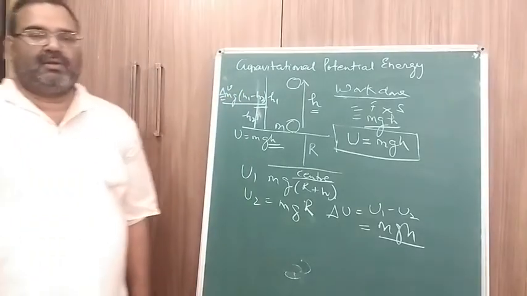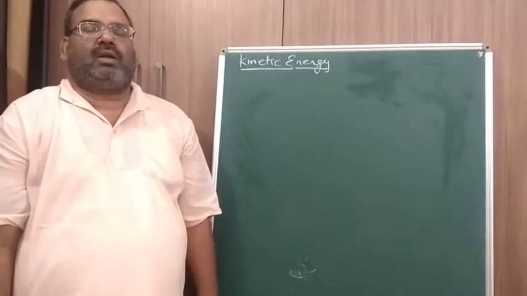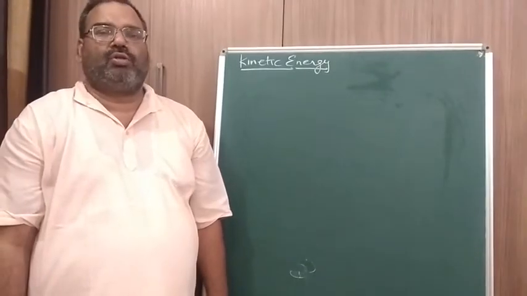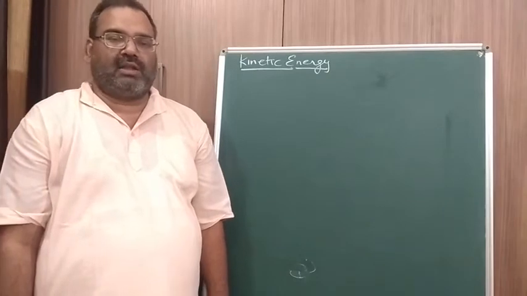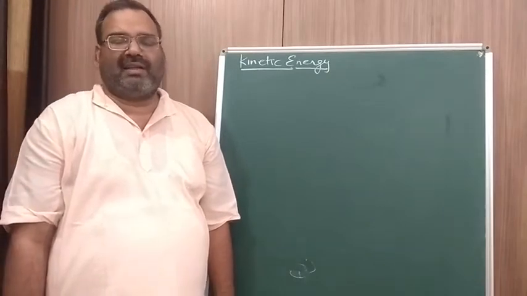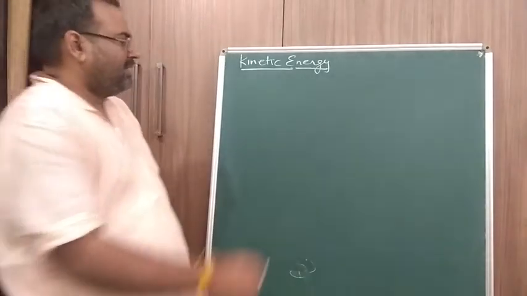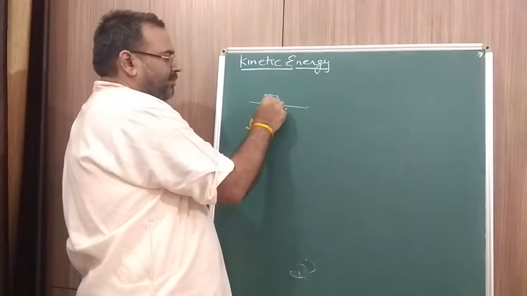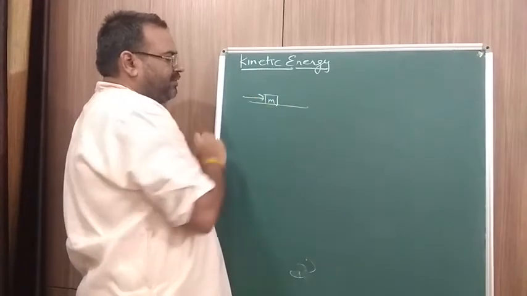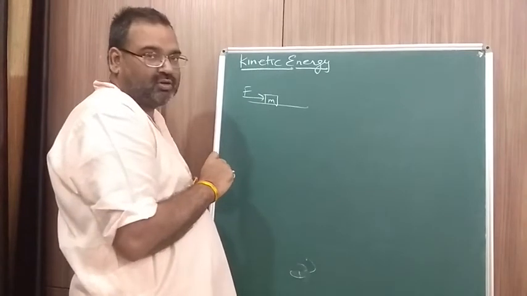Now we'll discuss kinetic energy. Kinetic energy is the energy due to motion. The energy due to motion is known as kinetic energy. Now we'll derive the expression for the kinetic energy. Let us consider a body of mass m placed here. There is a force F that is acting on the body.